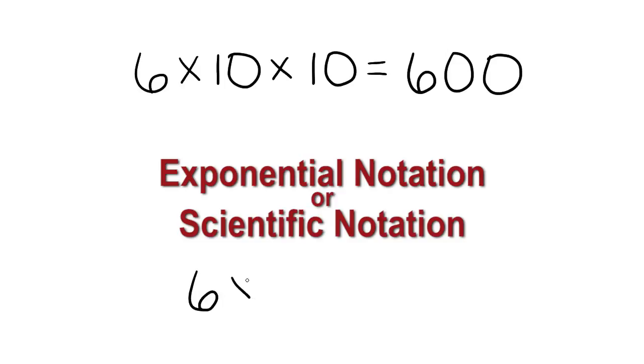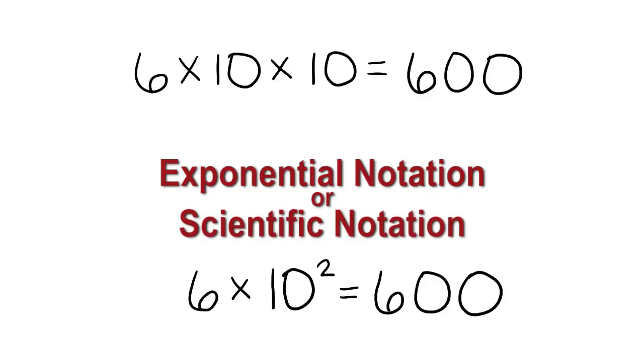Let's write 6 and multiply it by the base, which in this case is 10, and for the purposes of 5th grade will always be 10. We notice we multiplied by 10 2 times, so we will write the exponent of 2. Notice the exponent is written smaller than the base and is positioned to the top right of the base. This now shows 6 times 10 to the 2nd power.